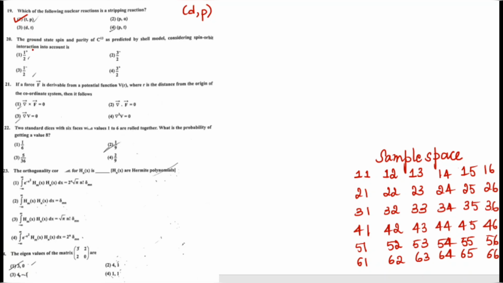Yes, let us solve the 20th question. The ground state spin and the parity of carbon 13, as predicted by the shell model considering the spin orbit interaction, is. This same question I have solved on my YouTube channel. You can refer to it, and I even solved the shell model completely, with examples as well. In this video also I am going to solve it.